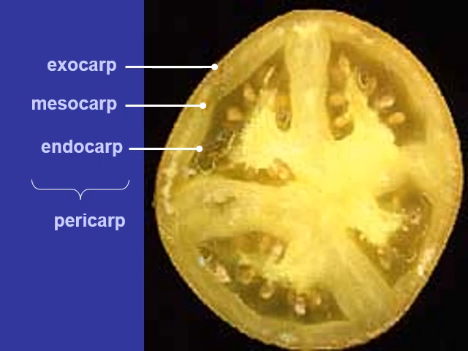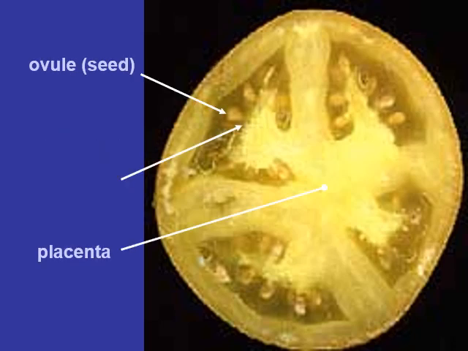Okay, look what else we got. All of those together, later on, we will call a pericarp when you put the exo, meso, and endo together. Exo means outer, meso means middle, endo means inner, in case you're wondering. And look at the other things you've got.